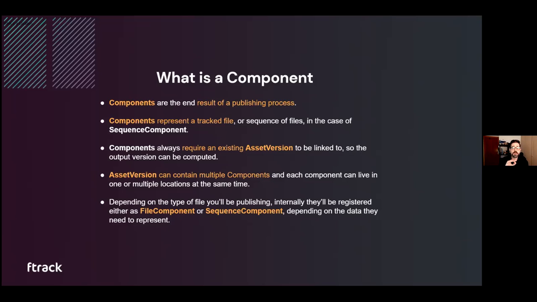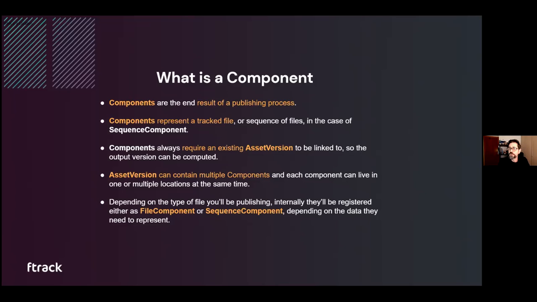Something to bear in mind, components always require an existing asset version to be published to. Why? Because we need a version fixed. So first, we will have to say to the server, I book a version. So basically you publish a version, I book this version, and then I start adding components to it. So it's possible to calculate where the file path or version will end up.